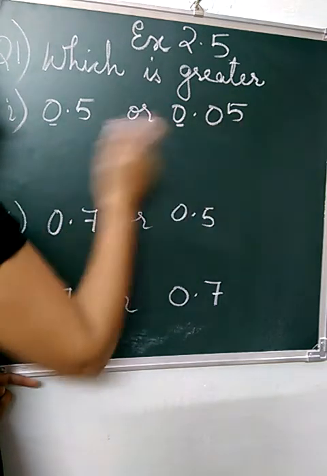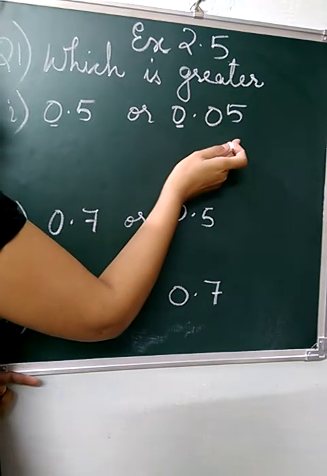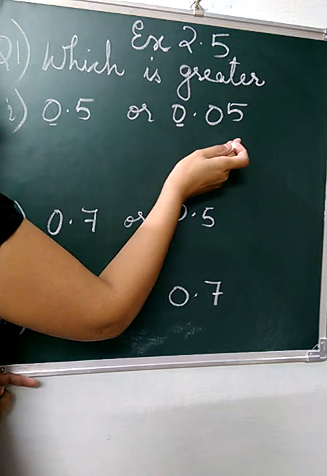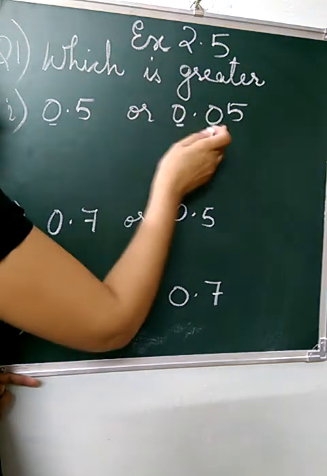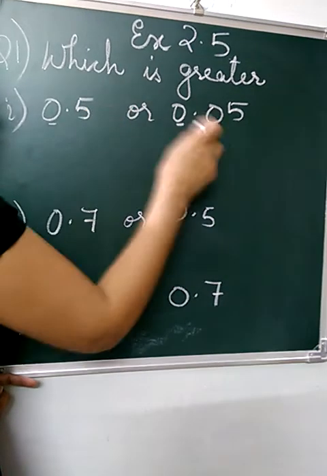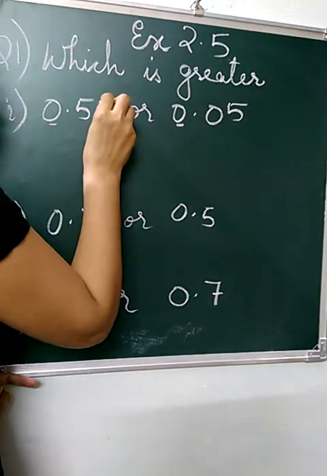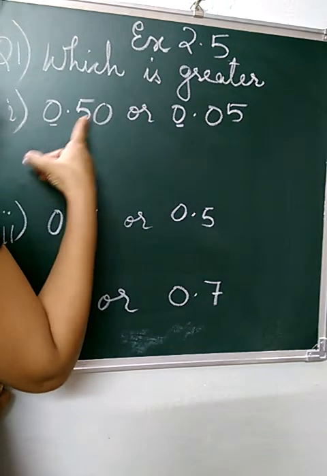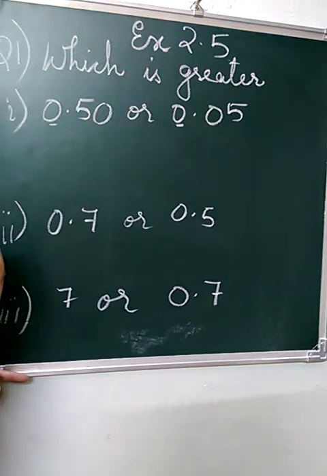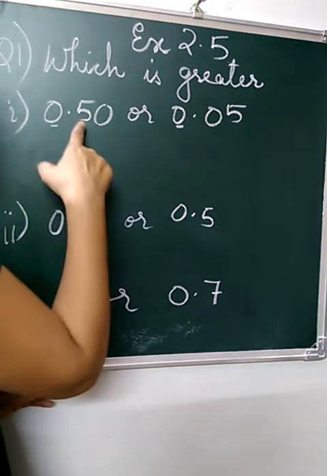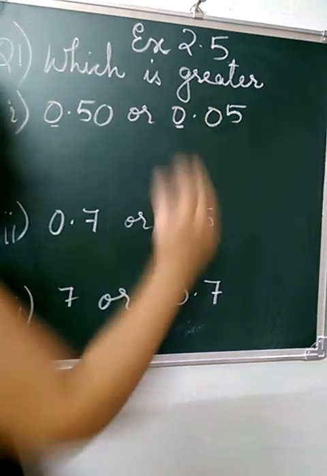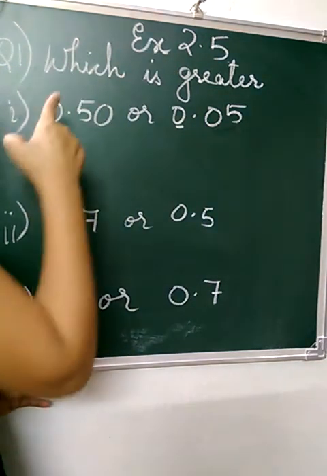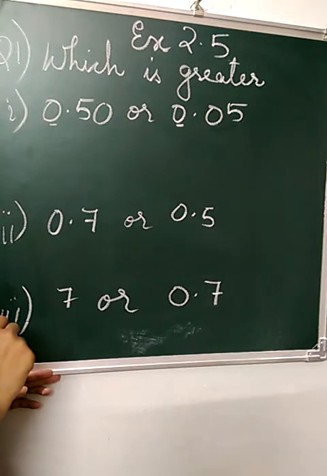So, they are unlike. First you make them like. How will you make them like? By making the number of digits same. Here it is 1, 2, here it is only 1. So, if you put a 0 here, now 1, 2, 1, 2. Both are same. Now, you check the number. This is 50. This is 0, 5. So, which is smaller? Obviously, 5 is smaller. That means 50 is greater.